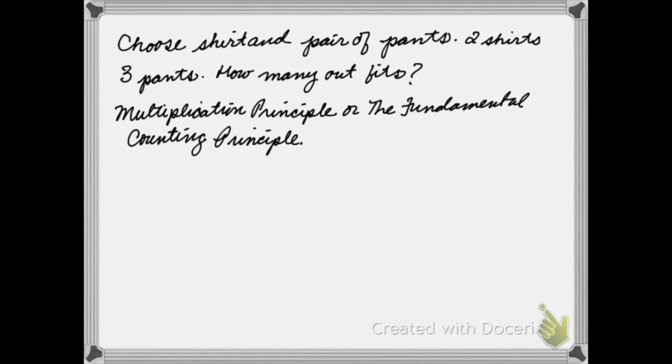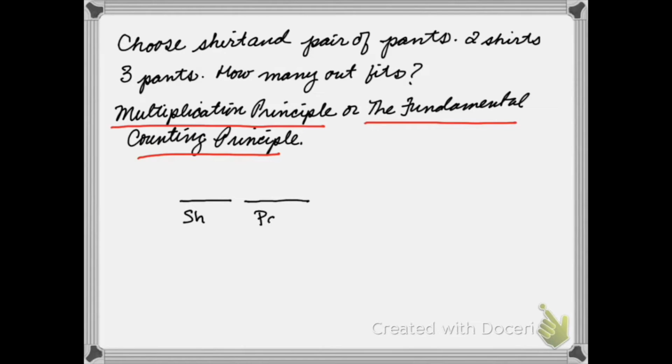You have 2 shirts and 3 pants. How many outfits are there? This is the multiplication principle, or the fundamental counting principle. It's the same principle but different ways of referring to it. In this case, we simply are going to look at how many spots there are to fill and how many ways there are to fill each spot. So the spots are shirts and pants, and there's 2 ways for a shirt and there's 3 ways for pants, so that's a total of 6.